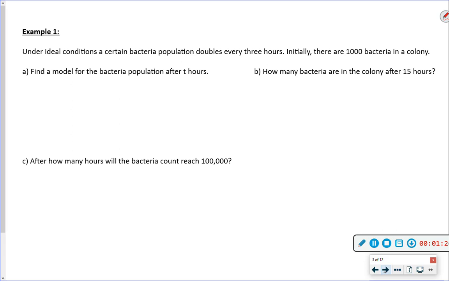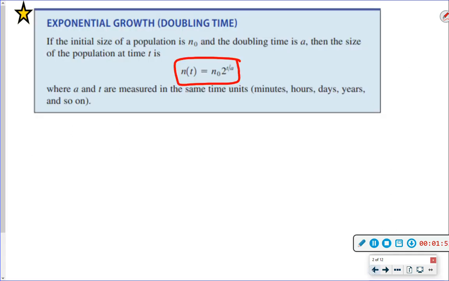Under ideal conditions, a certain bacteria population doubles, so I'm using that formula, every 3 hours. So I need this little nugget of information, and they tell you there's initially 1,000 bacteria. Find a model, so an equation, for the bacteria population after t hours. So, as I click it back, of course this is my formula I'm going to be using. So I'm going to reread it. The initial quantity goes in for N sub 0, the 2 stays as 2, and then we're going to figure out what's t and what's A.